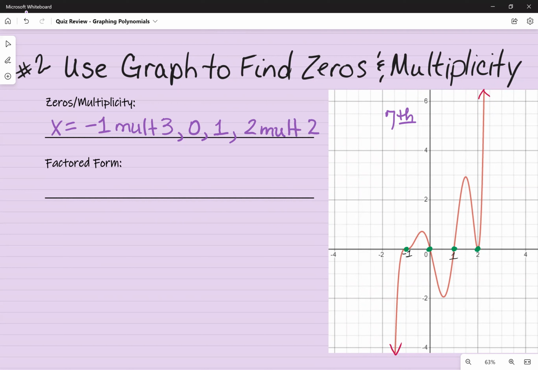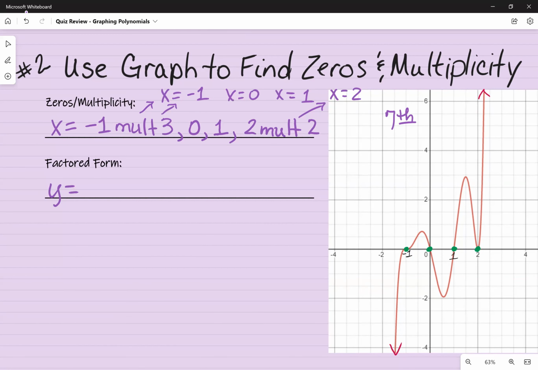So if I can get my zeros from my graph, then it's easy for me to put it in factor form. All I need to do is either put f of x is equal to or y is equal to, it doesn't matter. So y is equal to, if you have a 0, go ahead and list that first, because technically what this is, if I rewrote it as x separated for all of them, is x is equal to -1 3 times, x is equal to 0 1 time, x is equal to 1 1 time, and x is equal to 2 2 times. So that's what the multiplicity means.